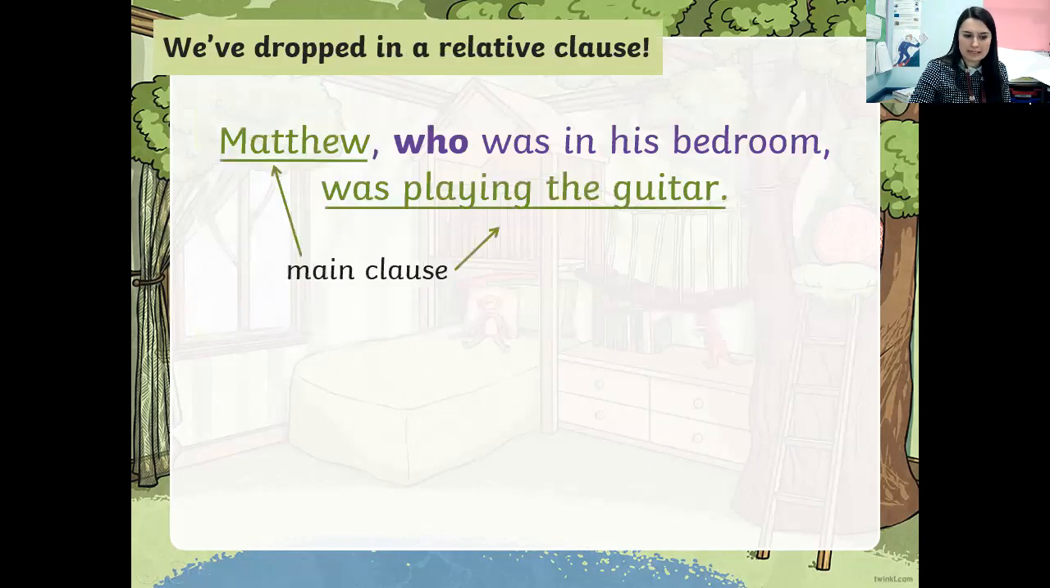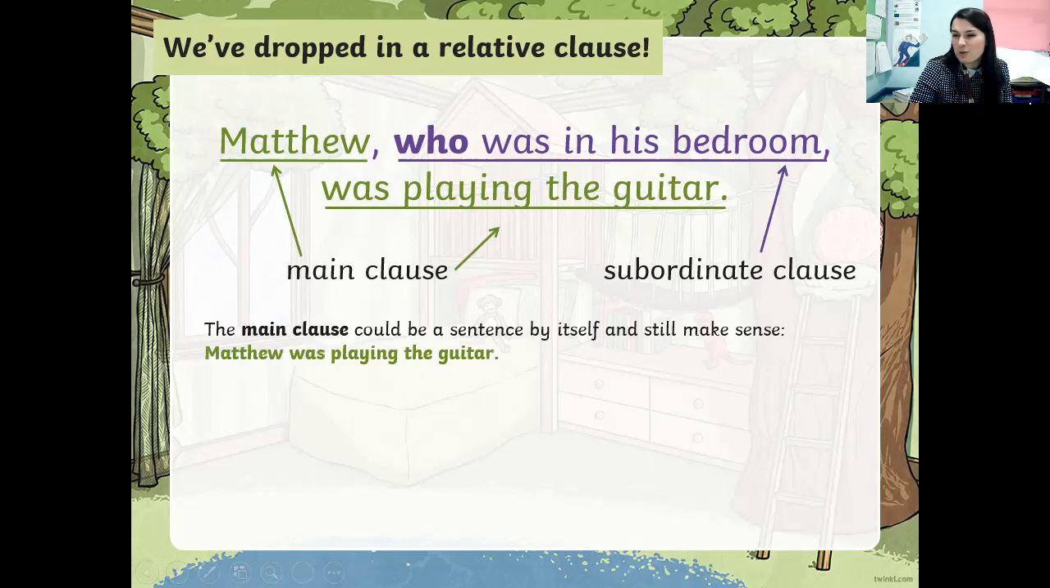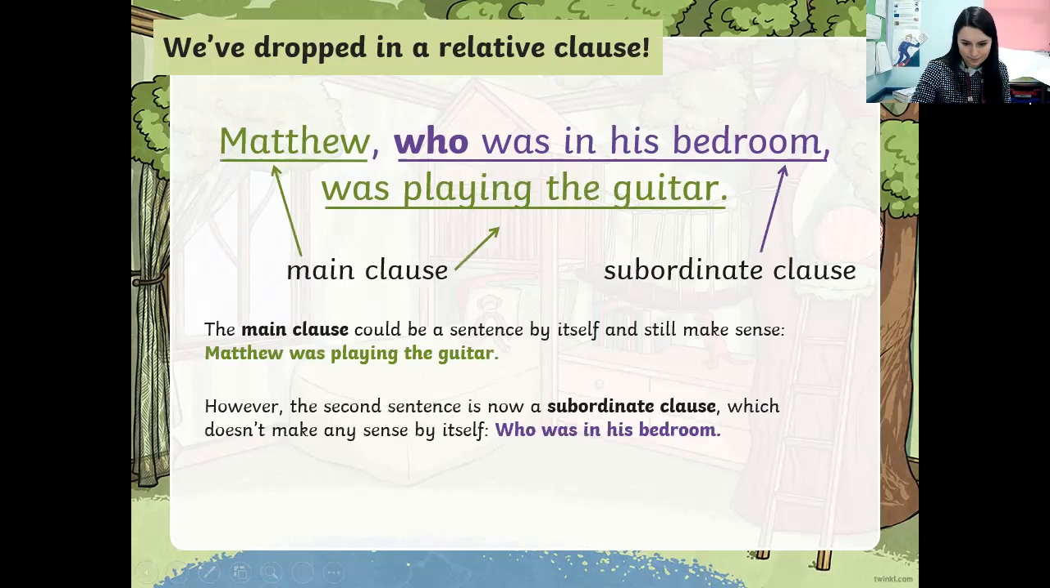So the main clause is still there. The subordinate clause, and it's specifically a relative clause because of the relative pronoun, is dropped into the middle. It could also be at the end. Matthew was playing the guitar in his bedroom. You could add bits to the end, but this is just another way of showing variety in our sentences.